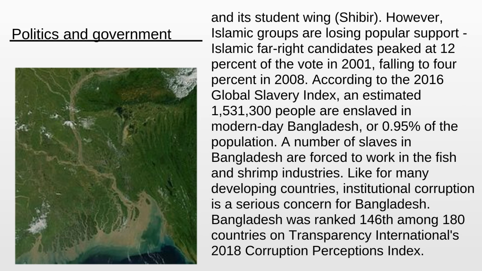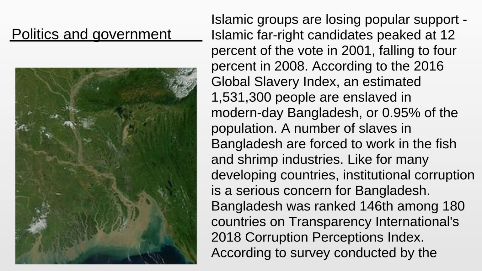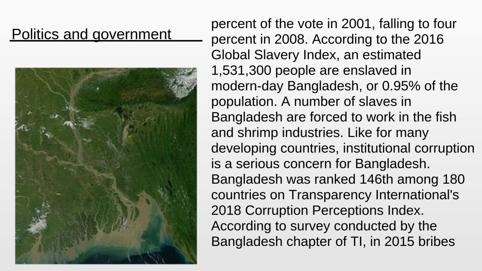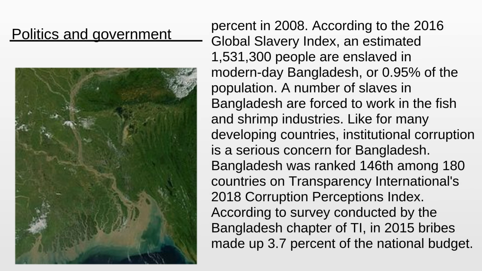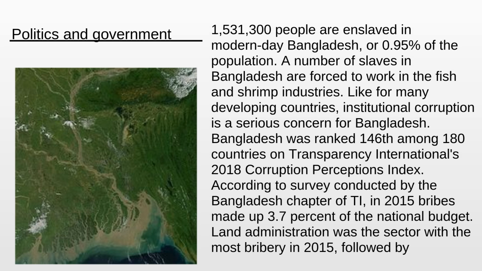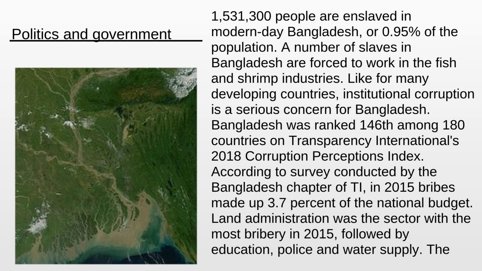According to the 2016 Global Slavery Index, an estimated 1,531,300 people are enslaved in modern-day Bangladesh, or 0.95% of the population. A number of slaves in Bangladesh are forced to work in the fish and shrimp industries.